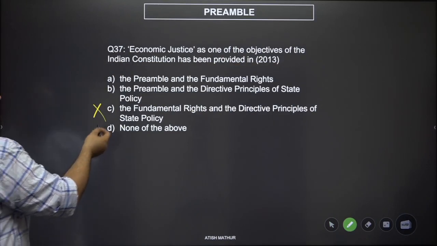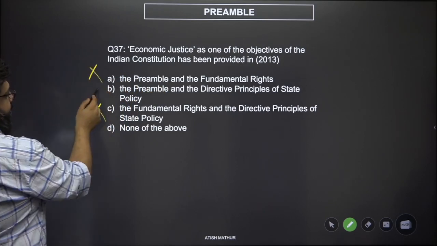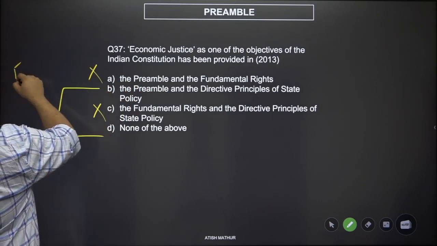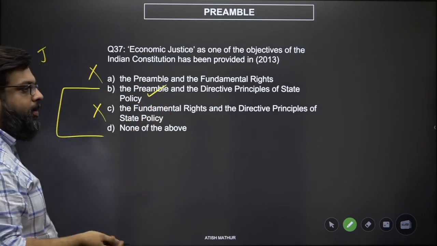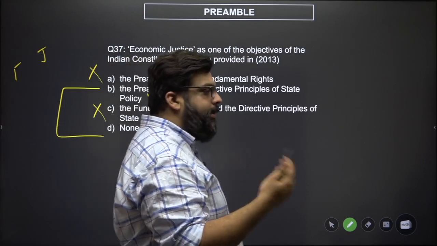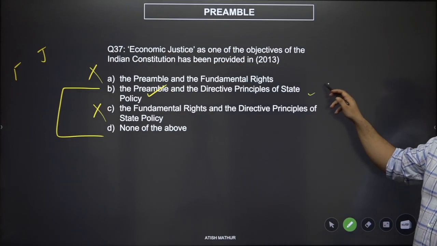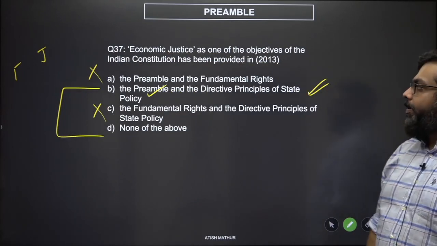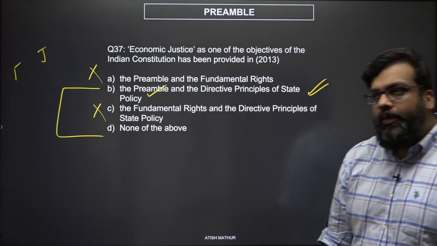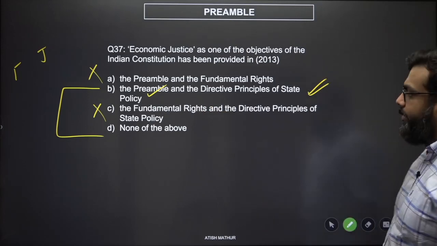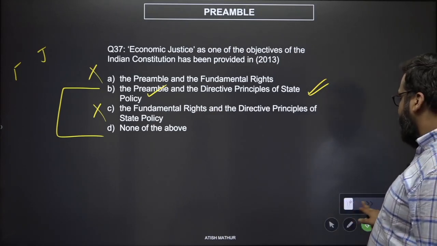If it's not fundamental rights, then it also cannot be a combination of fundamental rights and the preamble. Now you're left with B and D. The preamble does talk about justice, social, economic and political, and directive principles also talk about economic justice in the sense that 39B and C are essentially enabling provisions of the same. The answer should be B, right? Because this is something that the state should try and provide through equal pay for equal work, prevention of concentration of resources and wealth, and so on and so forth. Okay, so the answer here should be B.